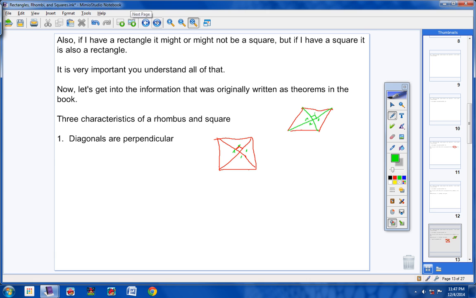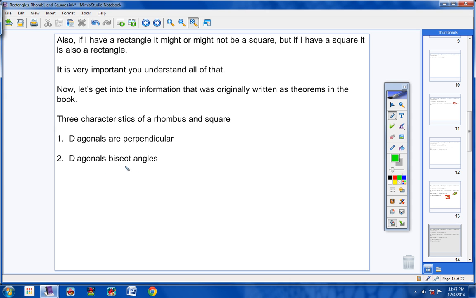Okay, moving on. Characteristic number 2. Diagonals bisect angles. So, if I have a square, and I have a diagonal like this, you're guaranteed this angle here is congruent to this angle here. In fact, you know the measurement, because remember, a square has a what angle here? 90 degrees. So whenever you have a diagonal in a square, you know for sure this angle is what? 45. And this angle is what? 45. Same thing down here. Same thing down here. Draw another diagonal. Same thing here, here, here, here.